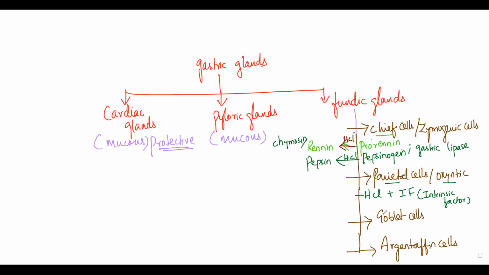Okay. Now I'll take the details of each of them individually. And just remember that goblet cells are going to secrete the mucus. So this is protective in function. And these argentaffin cells are going to be gastroendocrine cells. They are going to pour their secretions directly into the blood. So I'll take one of the cells first. Let me take the parietal cells first here.